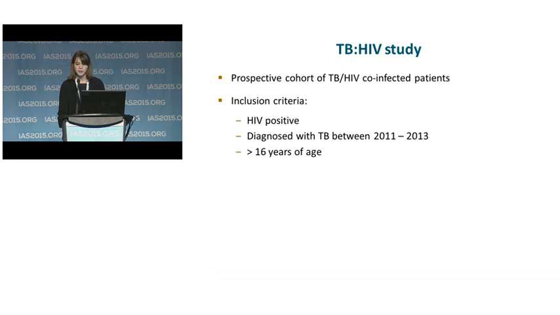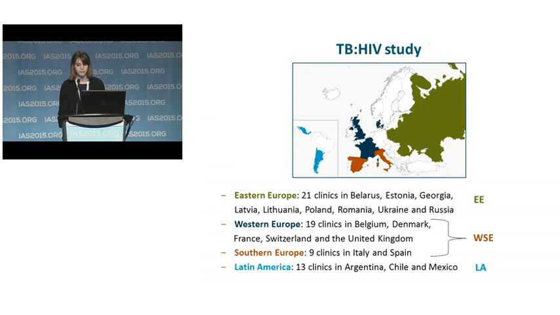We used data from the prospective TB HIV study, which is a cohort of individuals who were all known to be HIV positive, diagnosed with TB between 2011 and 2013, and aged above 16. So this study is a collaboration between 62 different clinics across the European continent and Latin America. For the purposes of this analysis, we've had to group the countries into different regions, so Eastern Europe, Western and Southern Europe, and Latin America.